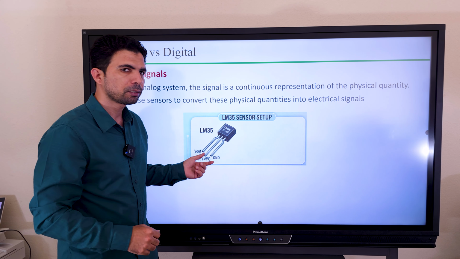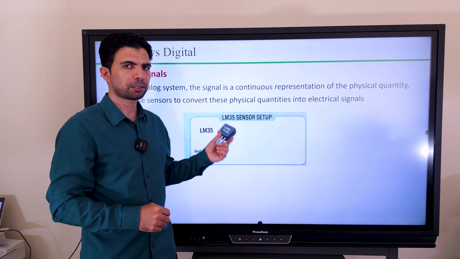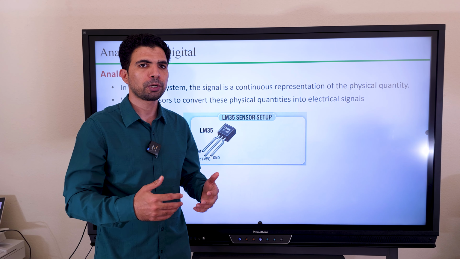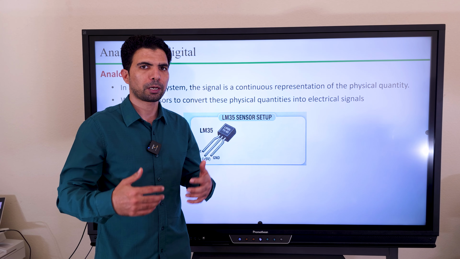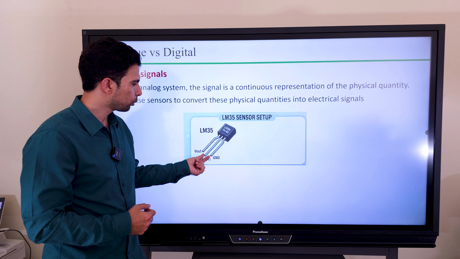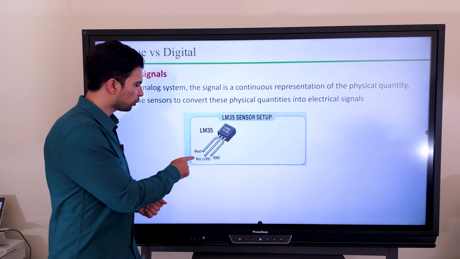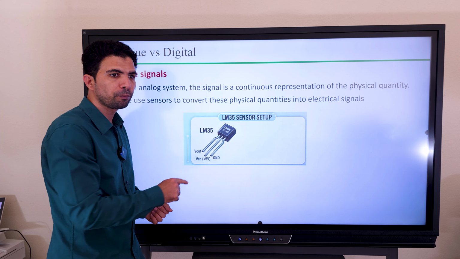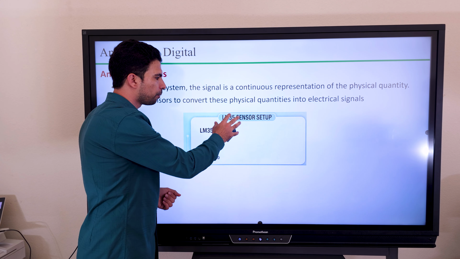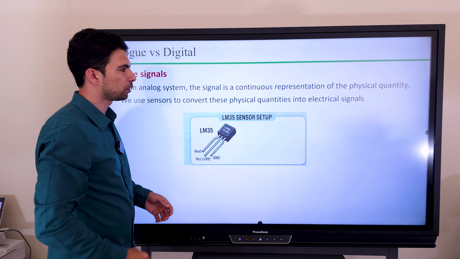And as you see, it has 3 pins, 2 of them for powering the IC, for powering the sensor, because we know that any integrated circuit or any IC or any sensor needs a power source to work. So we connect the power source to these 2 pins, and this pin is the output. And as you see, it is called V out, which refers to the output voltage. That means it reads the temperature and converts it into voltage.